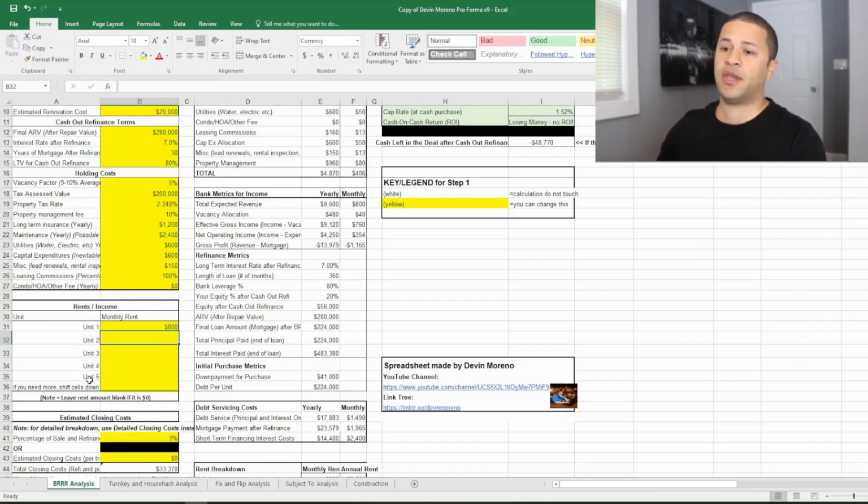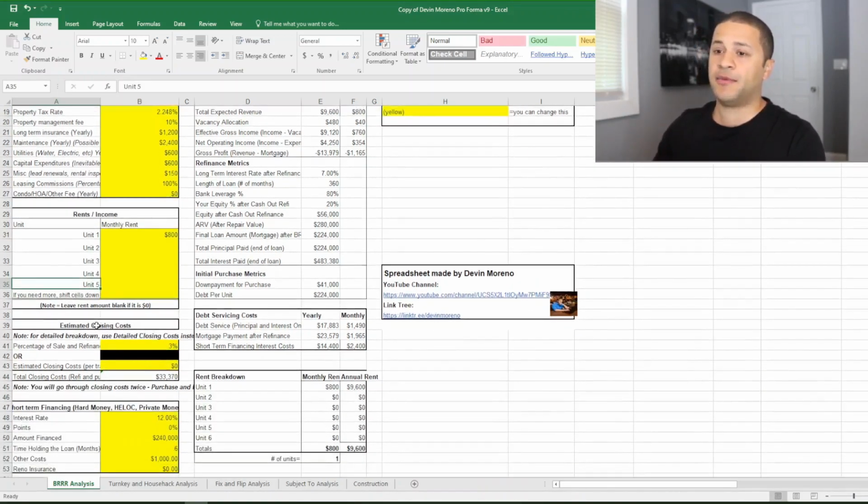So this is where you go in, say all your units. If you need more, then just shift the cells down. It'll automatically calculate for you. Remember, though, anything above a 5-unit property is not meant for this. So why add any more than 5? It's really for rooming houses. I count them as units, right?